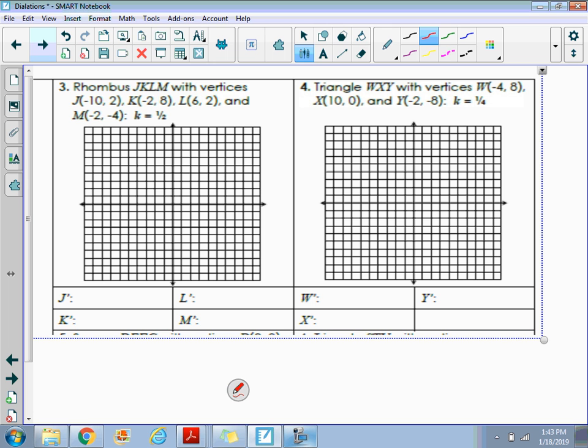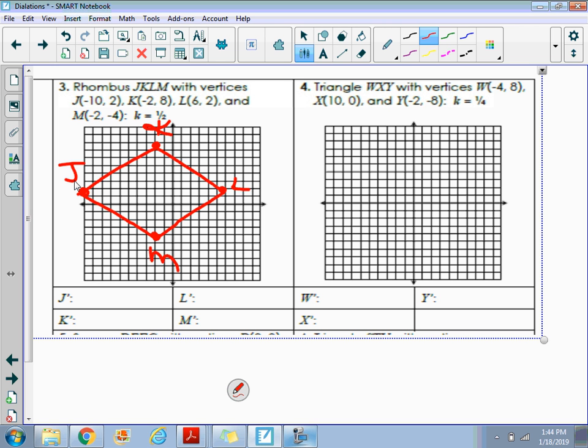I'm going to half everything, so the picture's going to get smaller. Alright, so if I go negative 10 up 2, here's my J, negative 2 up 8. L is 3, 1. And M is negative 2, negative 1. Alright, there's my rhombus. Now, I'm going to half everything.